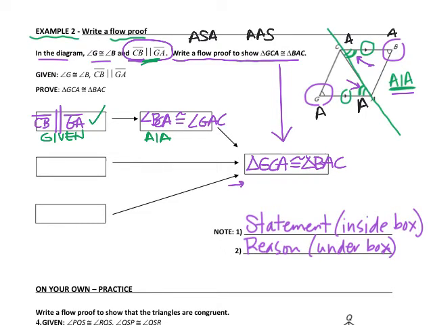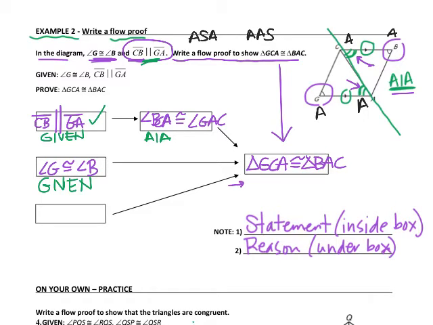Now my next statement goes in the box underneath. Angle G is congruent to angle B, and of course that was because it was given to us. Underneath the box, go ahead and just write the reason in. You don't even have to put a label like reason or anything like that. Given looks fine there.